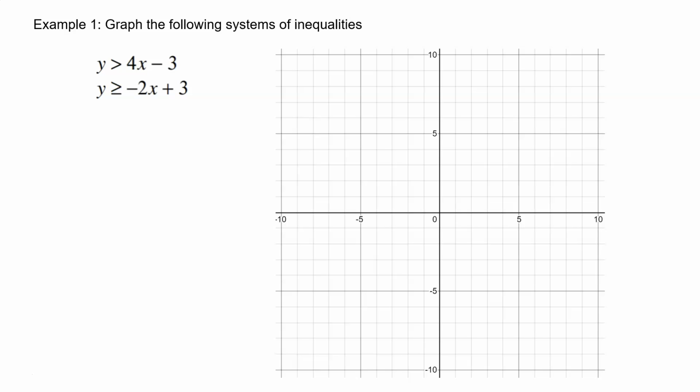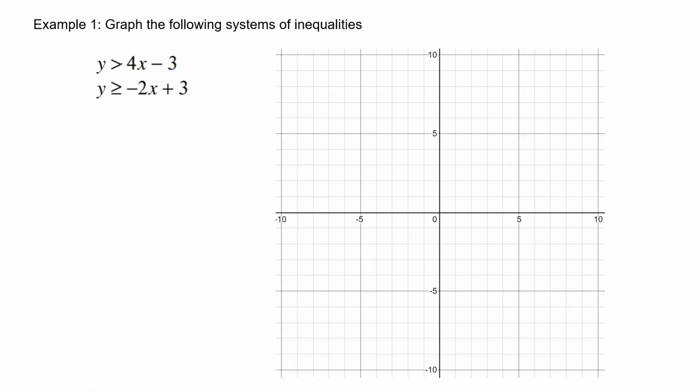So let's look at this first example. Again, this is a system of inequalities. So we have two inequalities here that we want to solve. We're going to solve these graphically. First step, put inequalities into slope-intercept form. These are already in slope-intercept form. There's my slope, there's my y-intercept, slope, y-intercept. So I am ready to start graphing these.